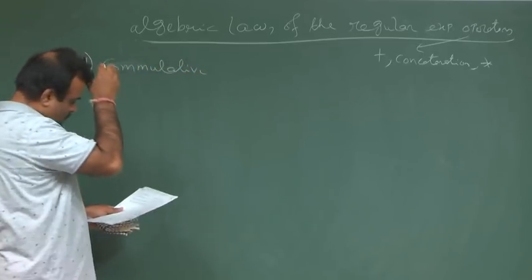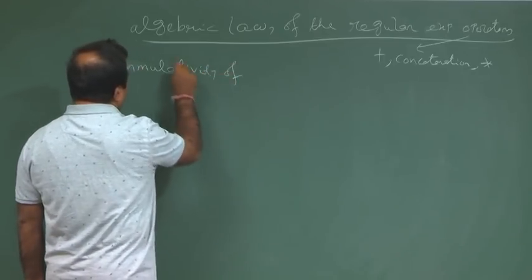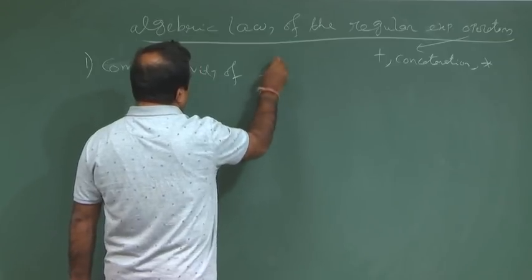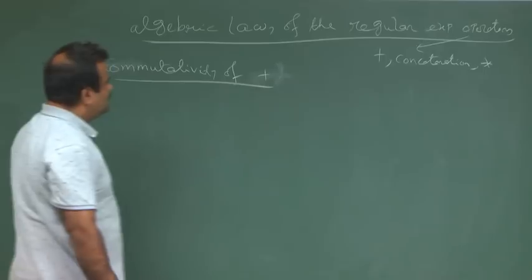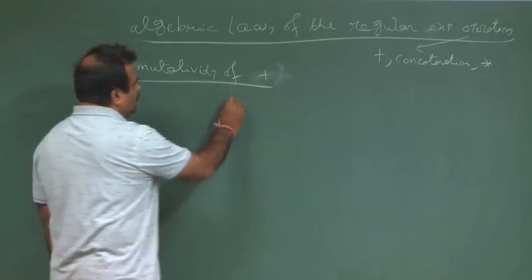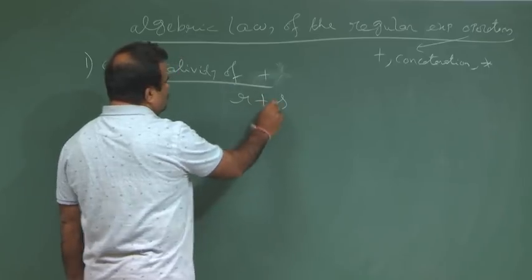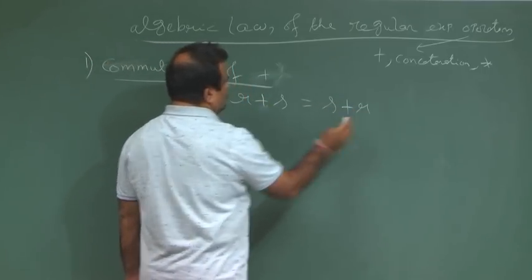Commutativity of plus or union. That is basically, if we have two regular languages R and S, then R plus S is also a regular language, which is the same as S plus R. So, they are abelian.